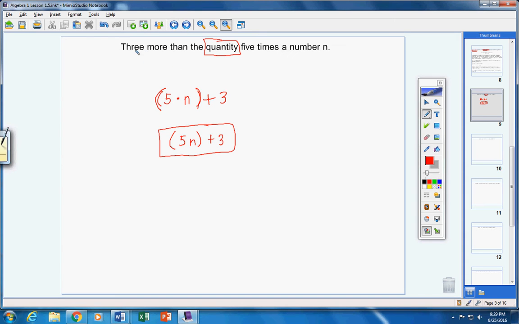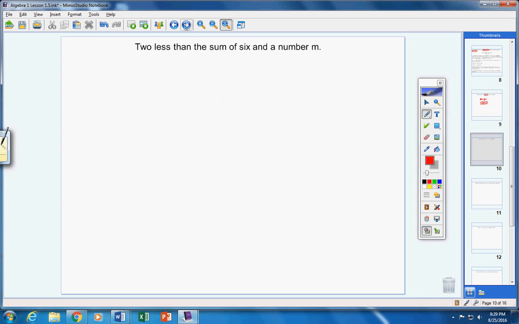Now, here we go. 2 less than. Let's go back a page. 3 more than means you added 3. Now, some students see 2 less than and they think 2 minus. That's wrong. Listen, if I told you I had 2 less dollars than you, let's say you had $5 in your wallet and I had 2 less, I subtract 2 and that means I have $3, right? So it's not 2 minus something, it's something minus 2. 2 less than means you're taking 2 away from something.